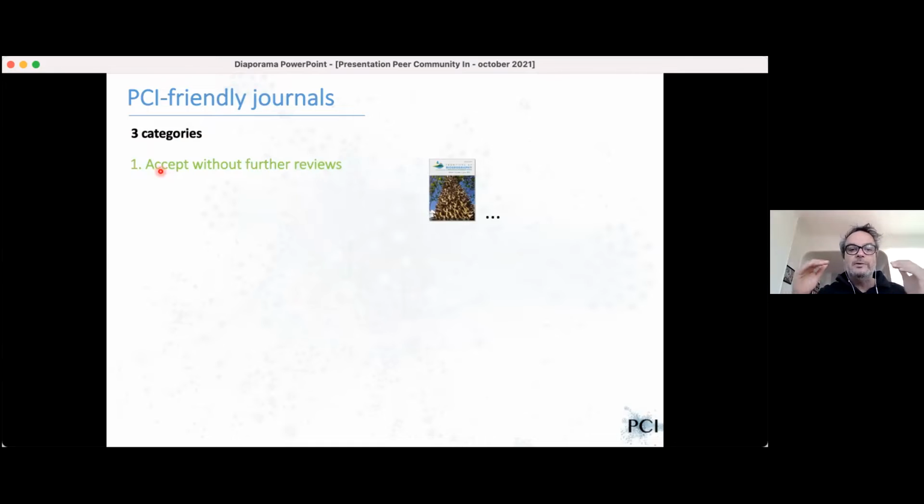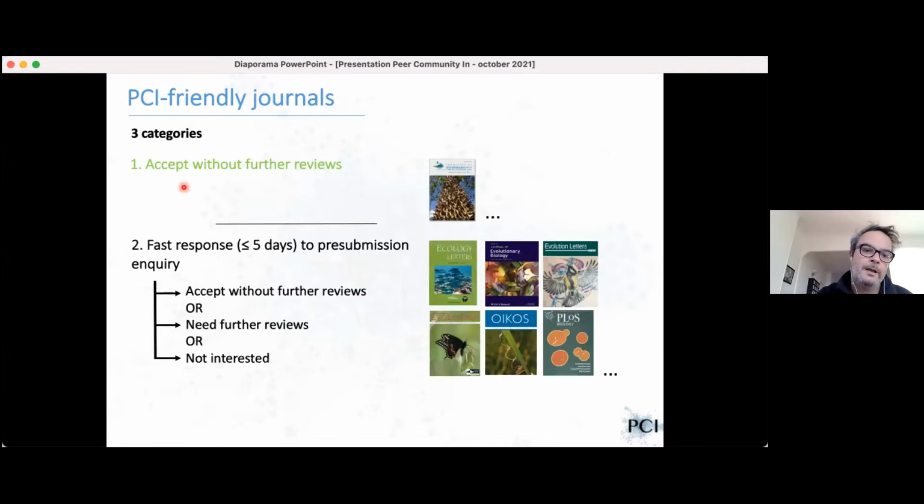The first category is a top-level category with a very strong commitment to PCI. These journals accept the PCI-recommended preprint with no further reviews, okay? And we have six journals like that, for instance this journal in ecology, Frontiers of Biogeography. They do not make any further peer review. As soon as the article is in the scope of the journal, they may require some slight changes, but they will publish your article.